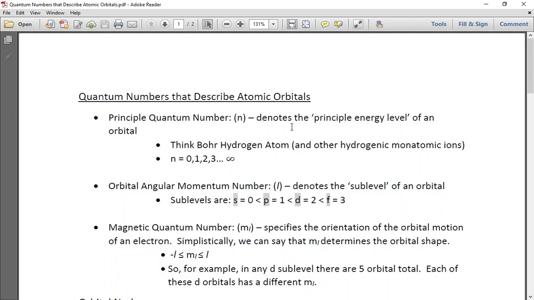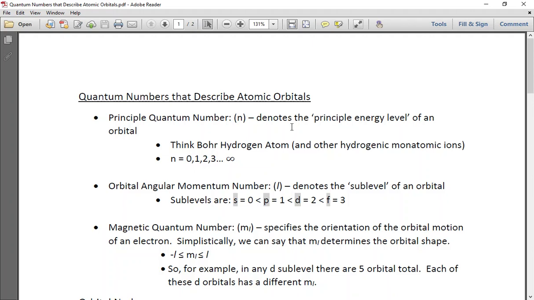Now, n can take any positive integer value, up to infinity. And as n increases, the principal energy level for the orbital increases as well. When n equals infinity, that would indicate that the electron in a given orbital would be completely removed, or ionized and dissociated completely from the respective nucleus.